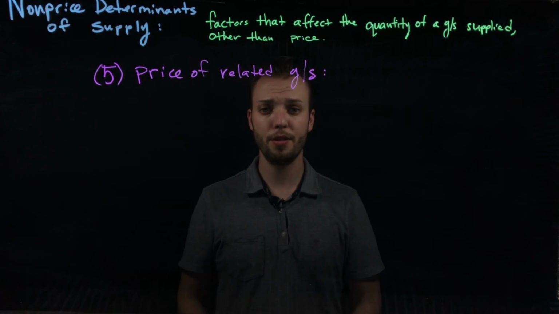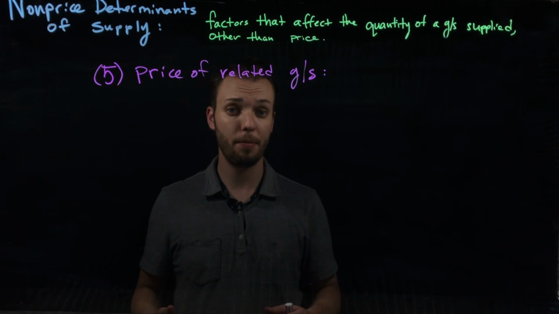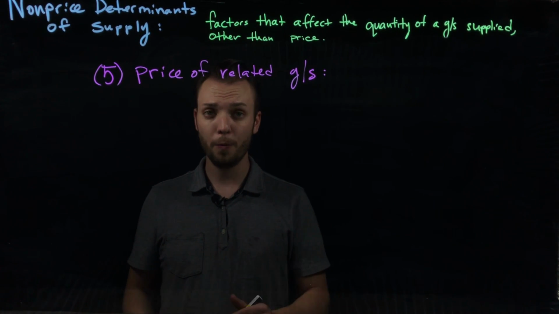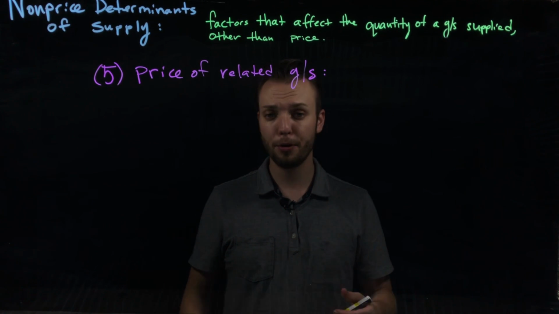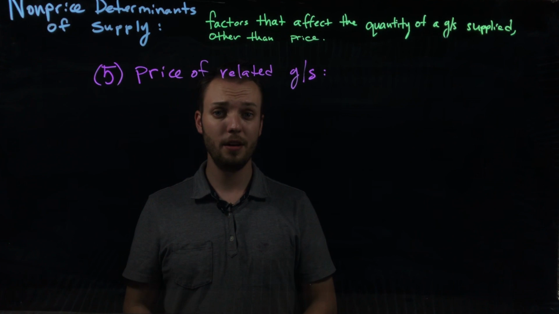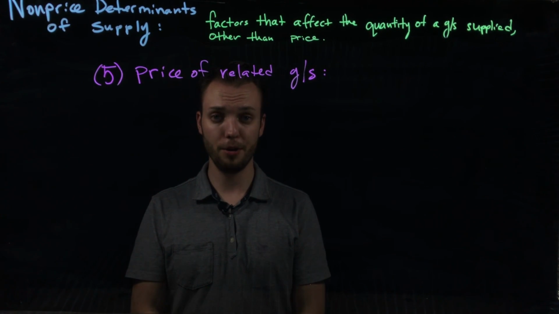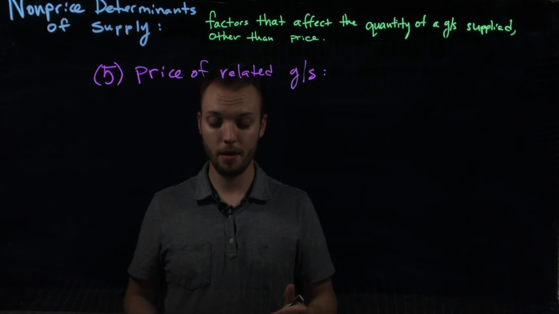Well, this has to do with what else you can do with your available inputs and production technology. So if we're able to produce multiple goods with our available inputs, then we should pay attention to the goods that we can also produce other than the one that we're talking about right now.